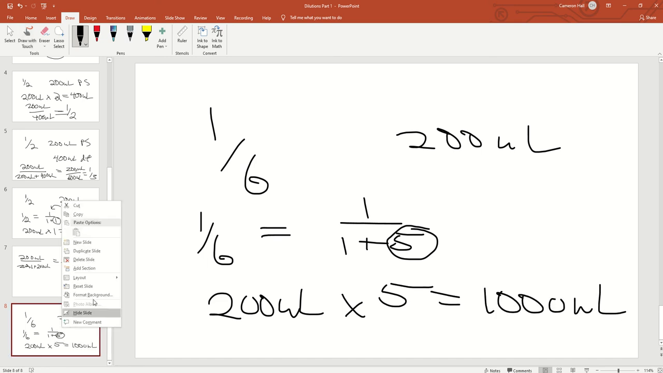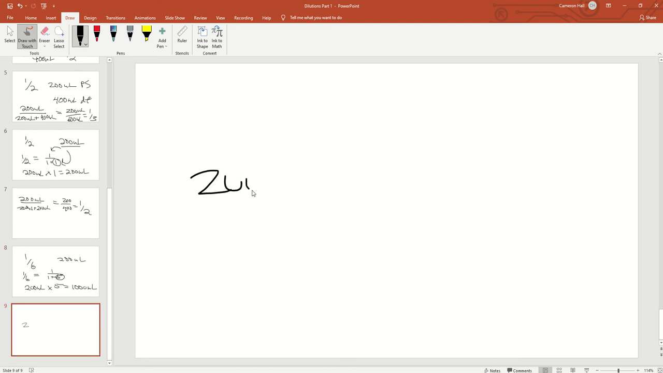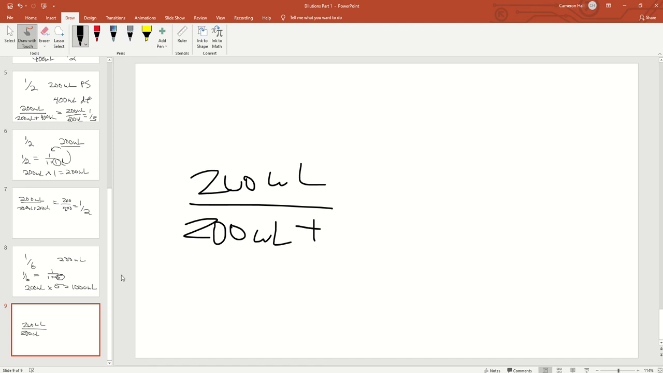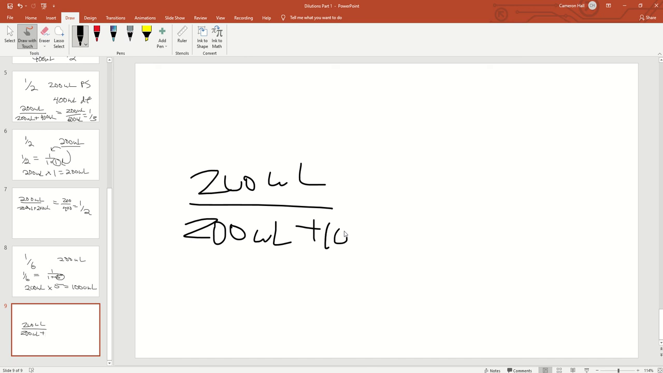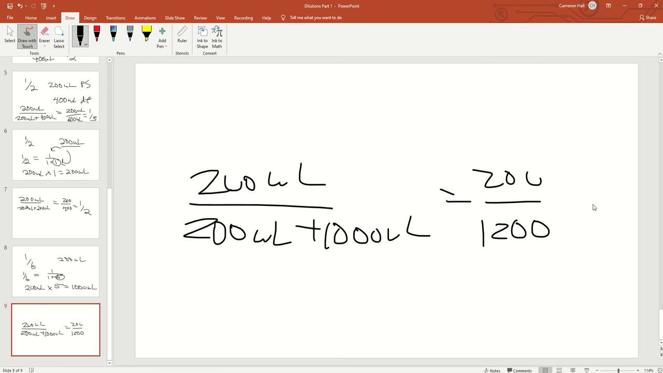Let's check our work. So 200 microliters divided by 200 microliters plus, goodness, what did I say, 1,000 microliters equals 200 over 1,200, which is going to be 1/6, which is what we want. That's correct. So guys, this is part 1 of dilutions.